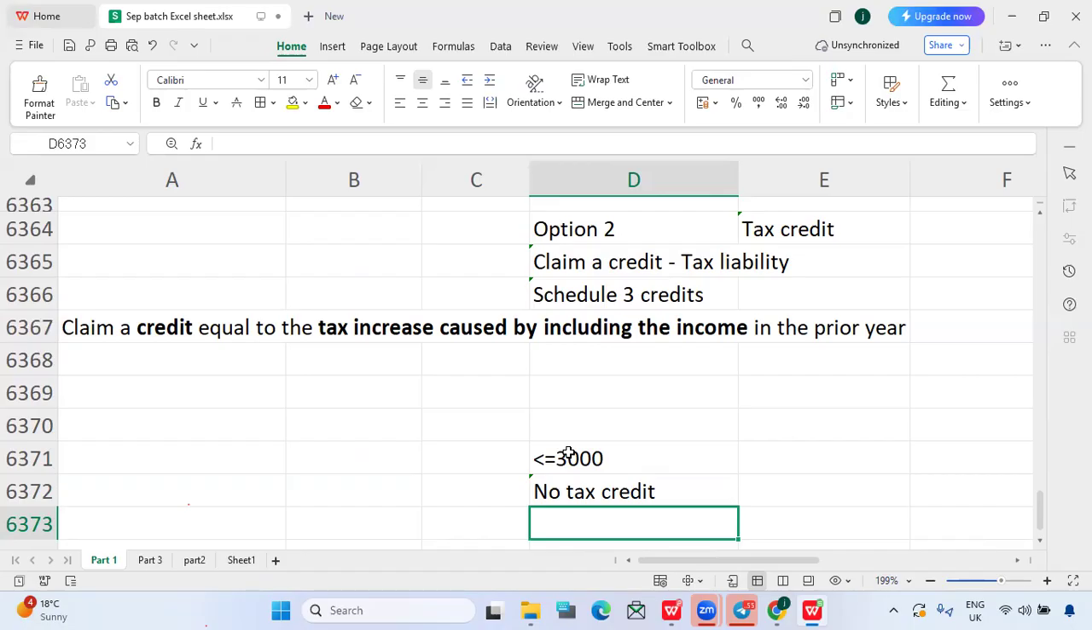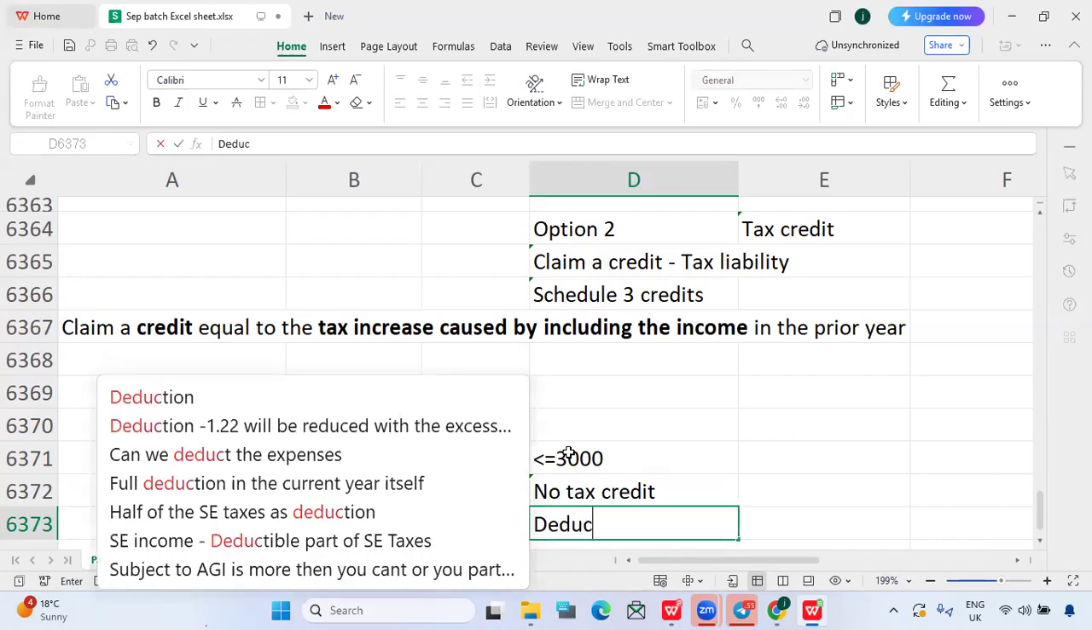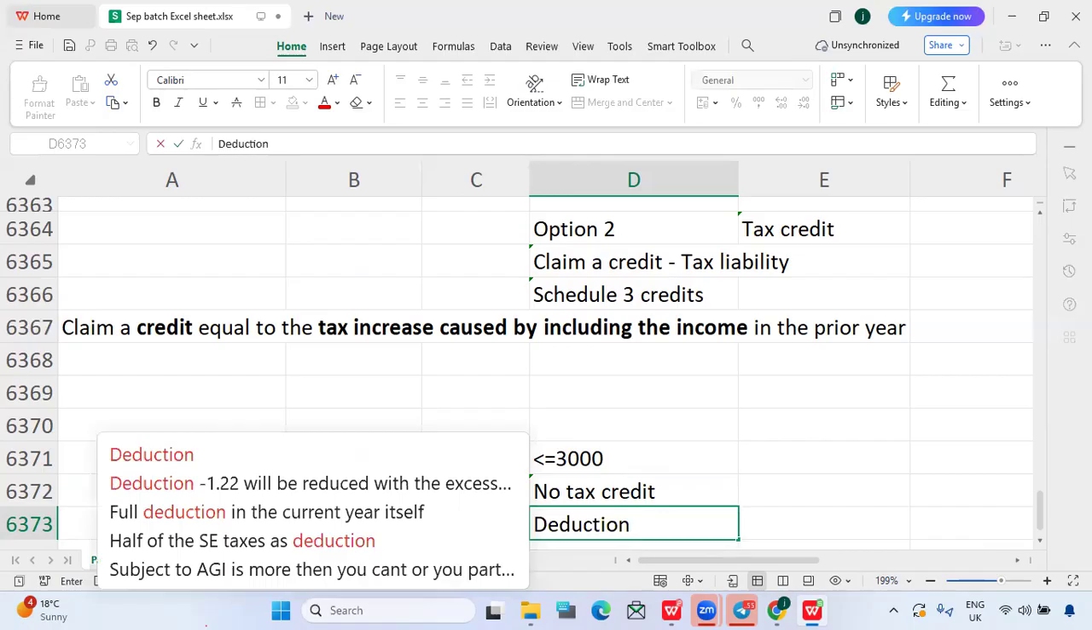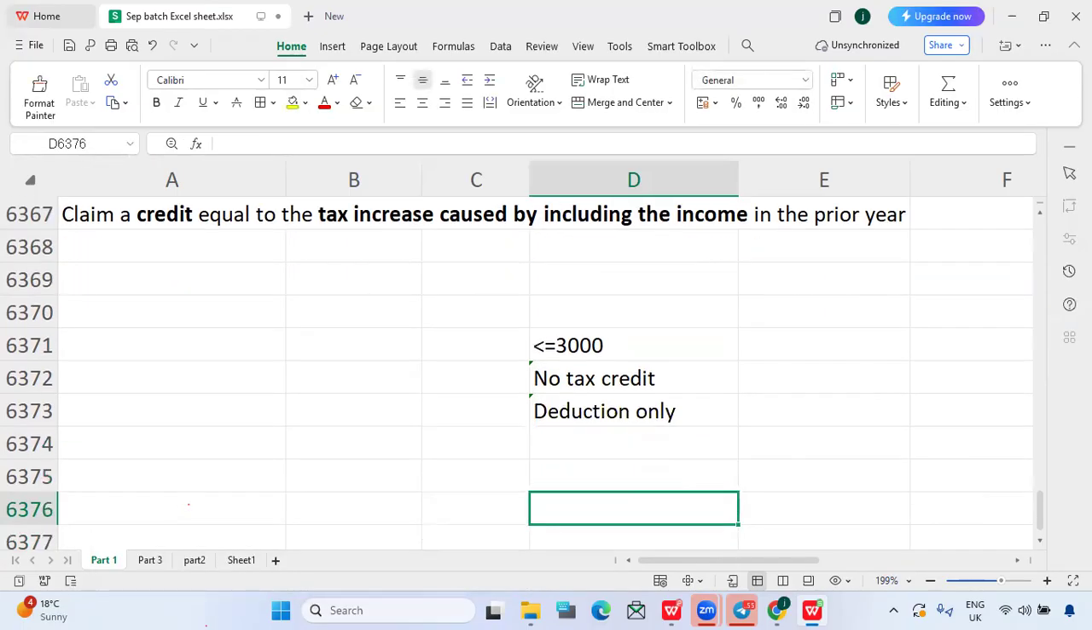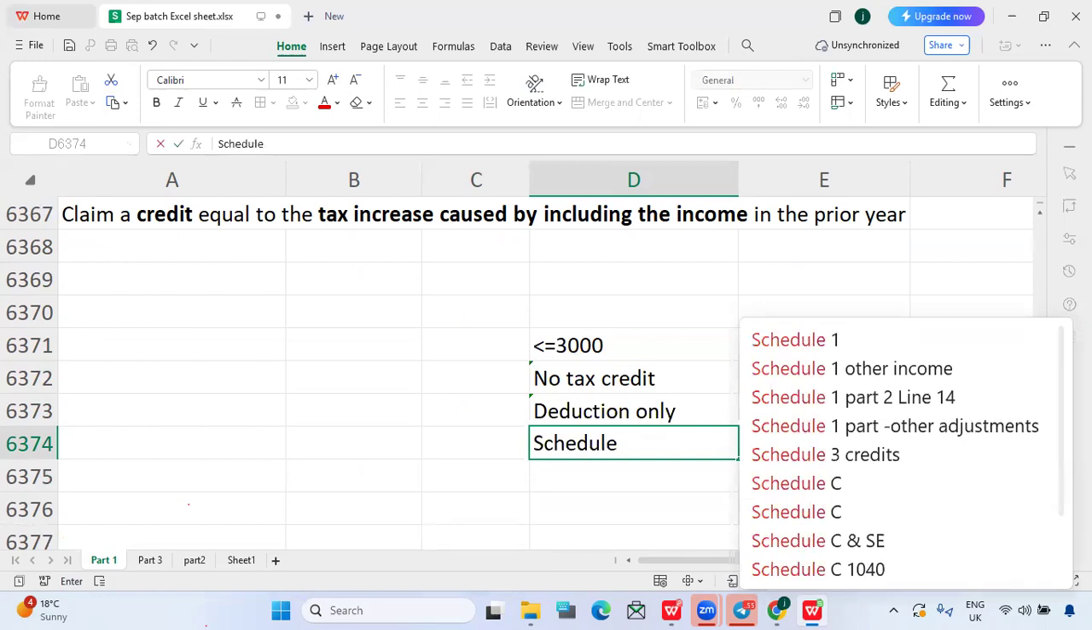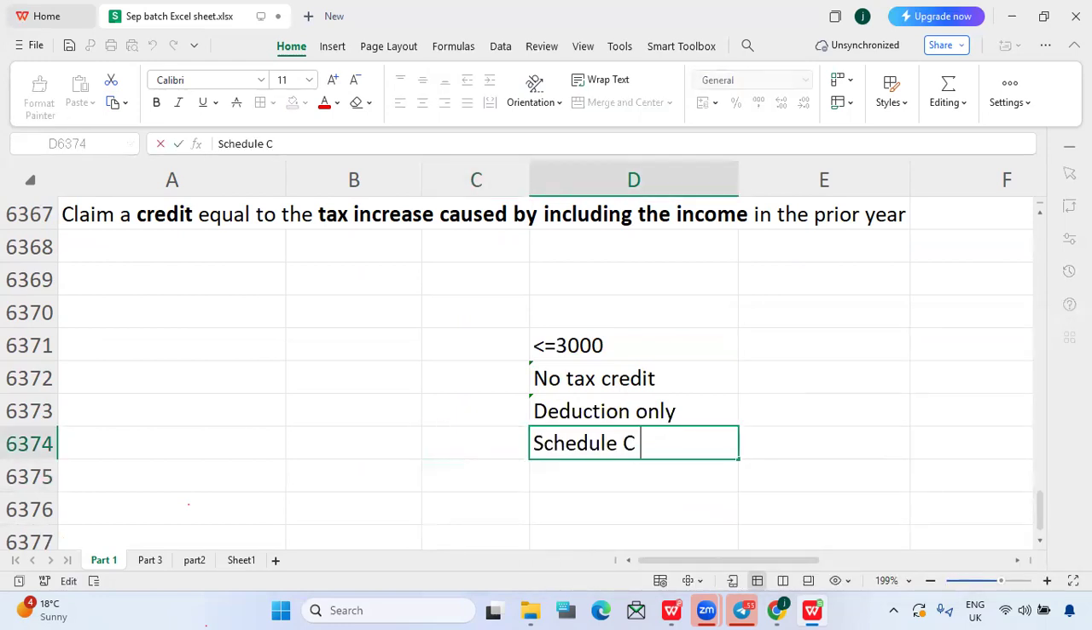Here we can take a deduction only. And for that deduction we also have to see two things. First thing, is it a Schedule C item or not? The repayment you are making, is it related to Schedule C, which is self-employment income, or not? Okay, guys, getting this one?